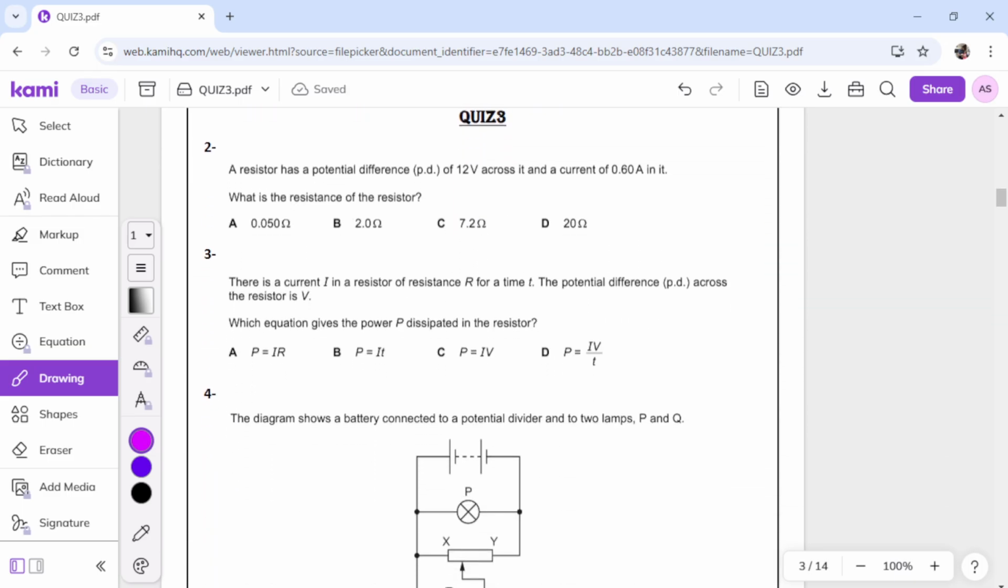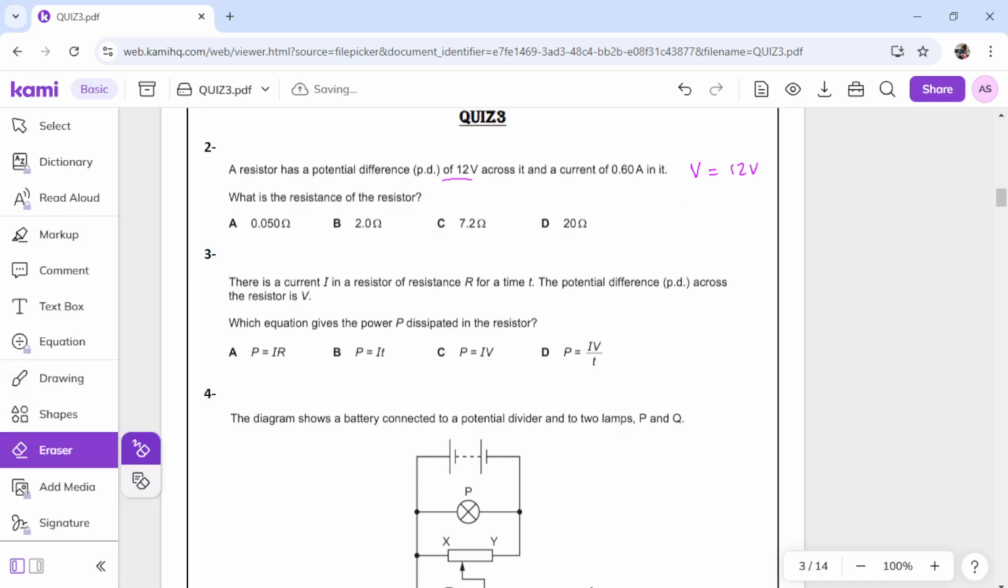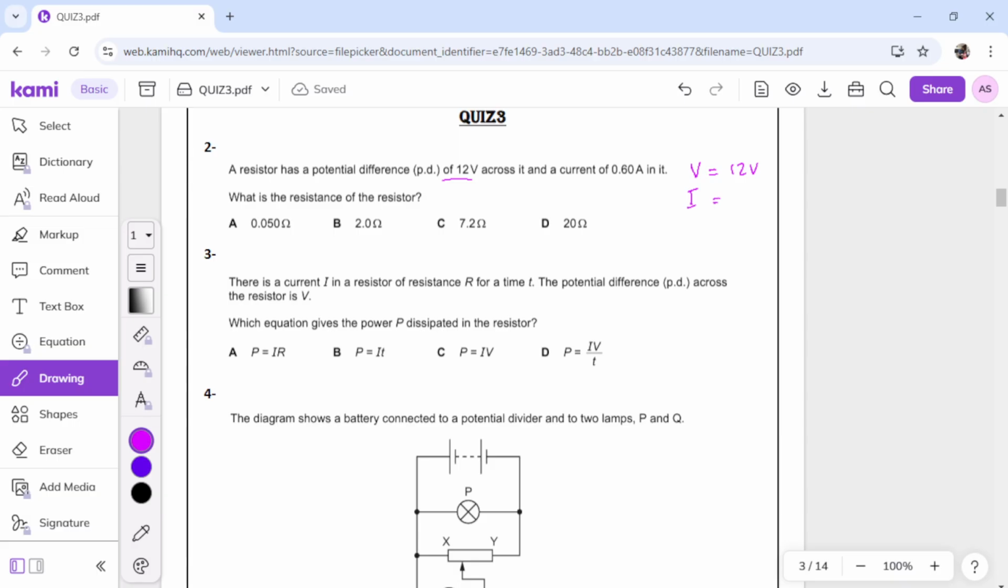Question 2. A resistor has a potential difference of 12 volts and a current I equal to 0.6 amps. What is the resistance? So he asked about resistance. Resistance from this triangle V, I, R. So resistance R equals V over I. So it will be 12 over 0.6. So the answer will be what? It will be 20.